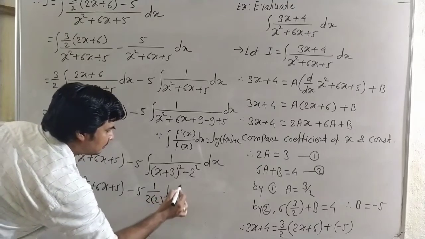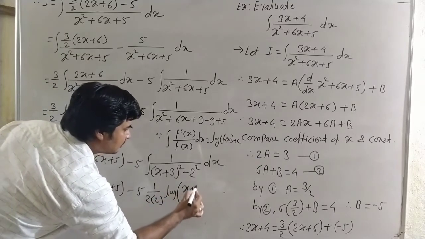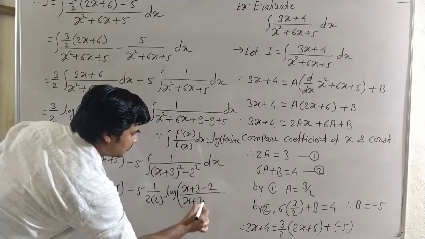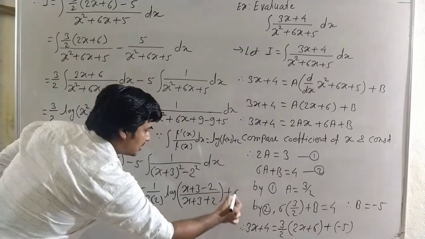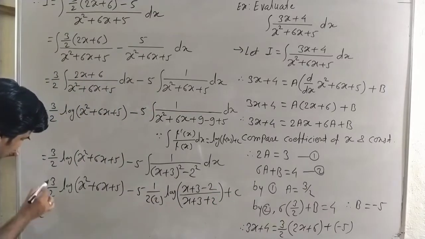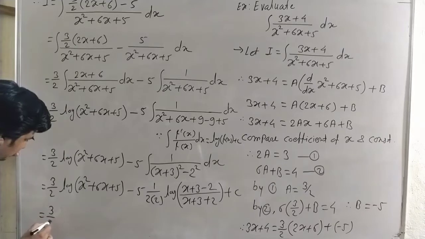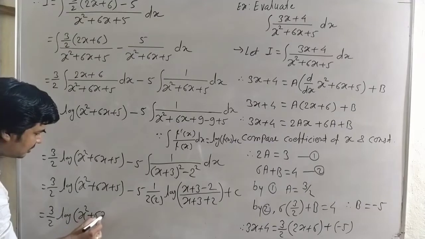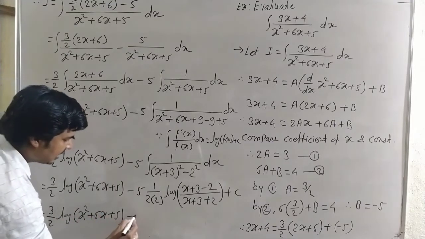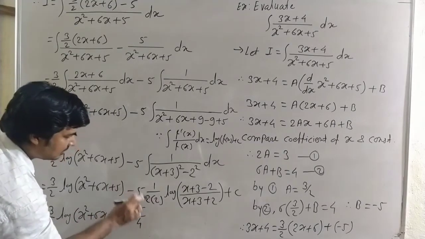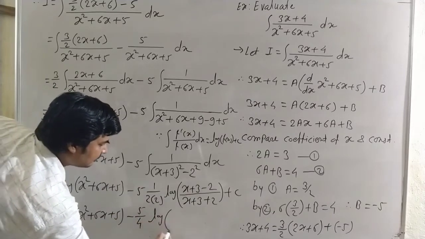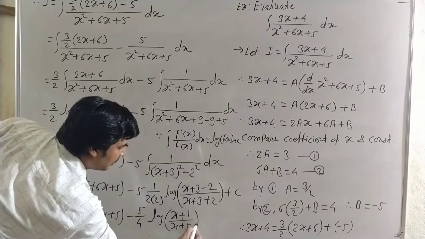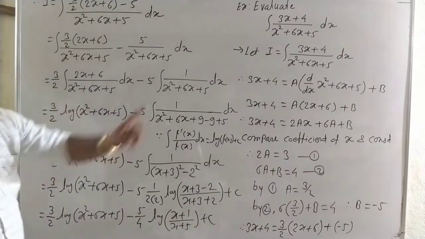So it is 1 by 2a log of x minus a upon x plus a plus c. And now the last answer. Here 3 by 2 log of x square plus 6x plus 5 stays as it is, minus 5 by 4 log of x plus 1 upon x plus 5, plus c. It is the last answer of this function.